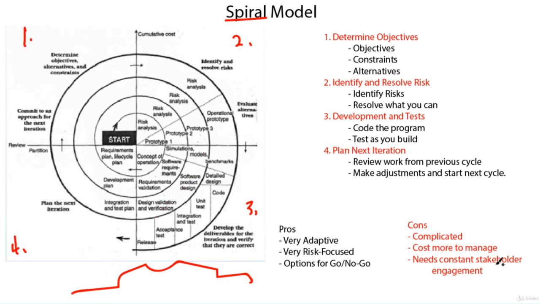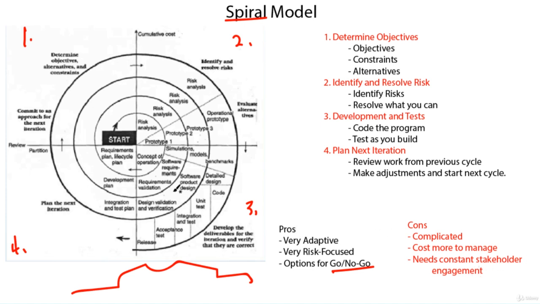And you also need more constant stakeholder engagement. What this is, the stakeholder is like the client, the person who's paying for the software. You need their constant engagement in this. If you're going to go with the options for go or no go, which means do we continue or do we abandon the project, you're going to need their say every single loop.